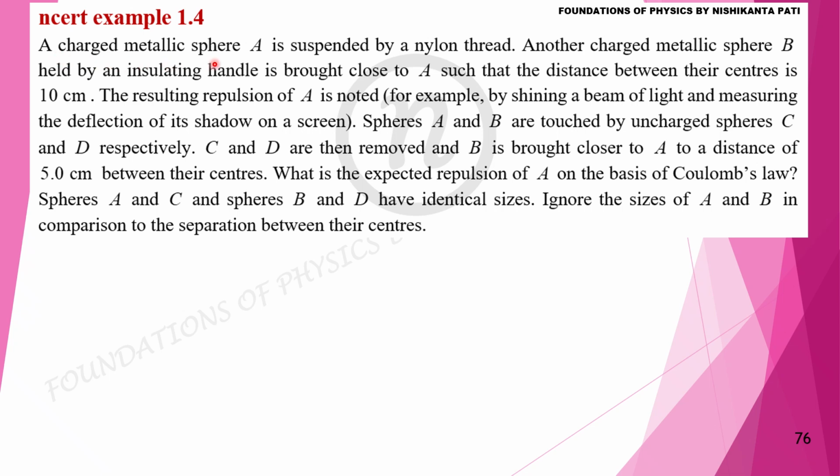A charged metallic sphere A is suspended by a nylon thread. Another charged metallic sphere B, held by an insulating handle, is brought close to A such that the distance between the centers is 10 cm. The resulting repulsion of A is noted. This is sphere A. This is sphere B. We consider both spheres to be point charges. This distance is given, 10 cm.